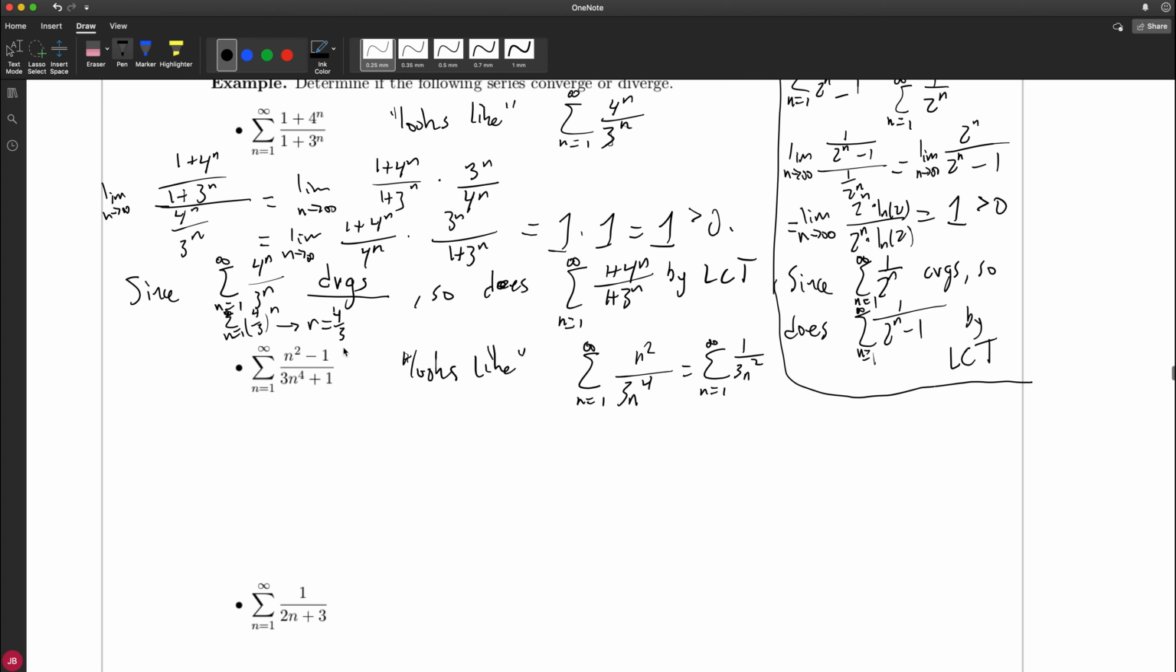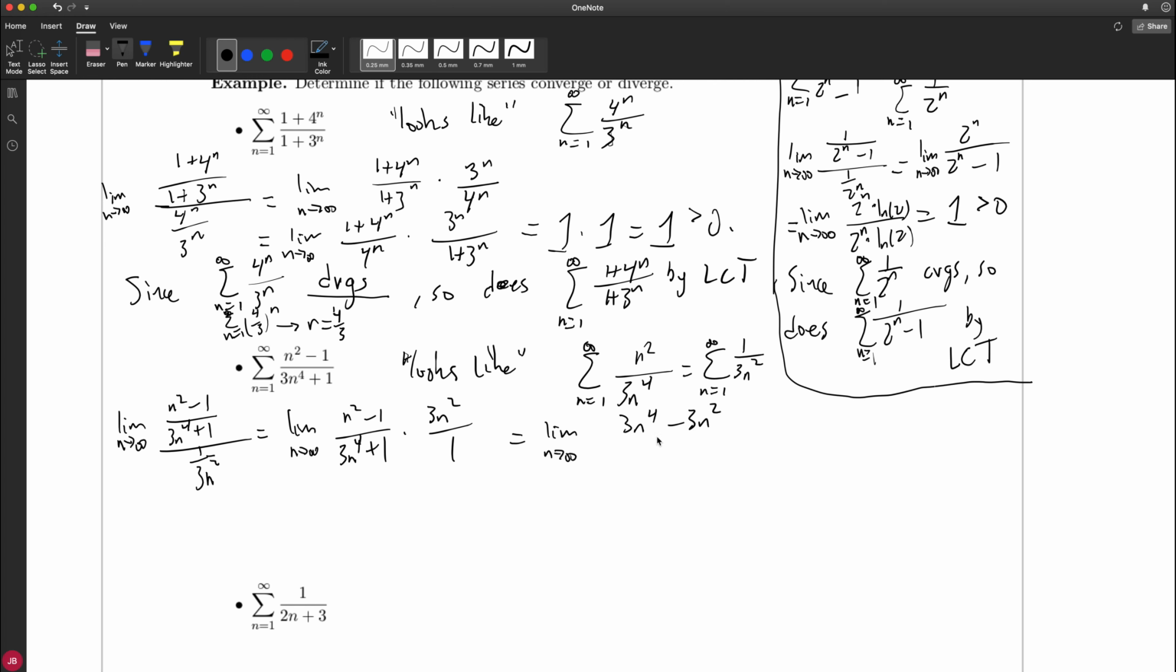and limit compare it to this summand here. So I get the limit as n goes to infinity of (n squared minus 1 over 3n to the 4 plus 1) divided by 1 over 3n squared. I can flip and multiply, so this is the limit as n goes to infinity of (n squared minus 1 over 3n to the 4 plus 1) times 3n squared over 1. Right? And now do some distributing here. This is the limit as n goes to infinity of (3n to the 4 minus 3n squared) all over (3n to the 4 plus 1). And there's a couple ways to compute this limit.